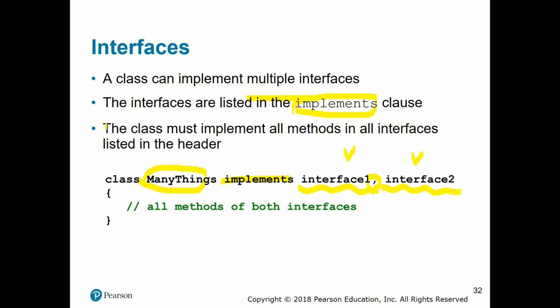In this case, the class must implement all methods in all interfaces listed in the header. So the methods in interface 1 should be overridden, and likewise, methods in interface 2 should be overridden in this class.